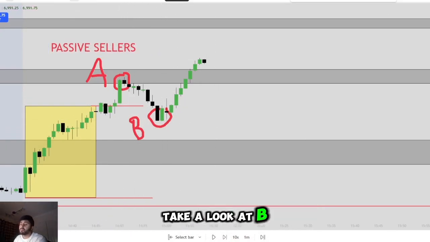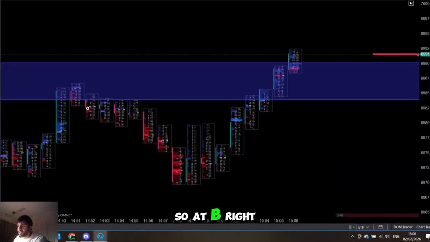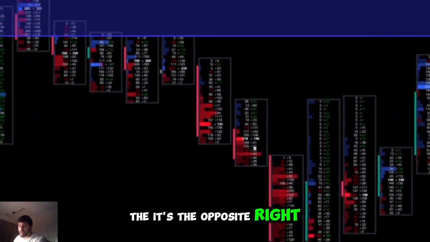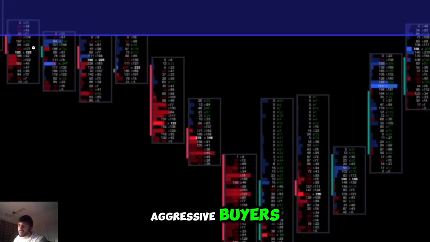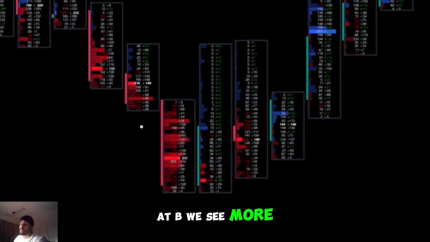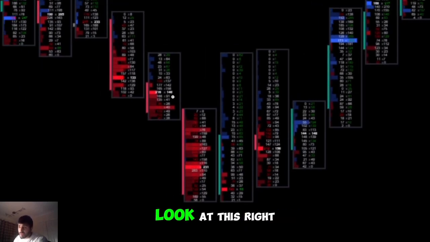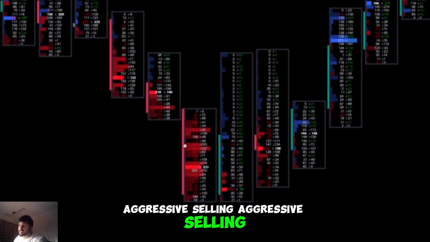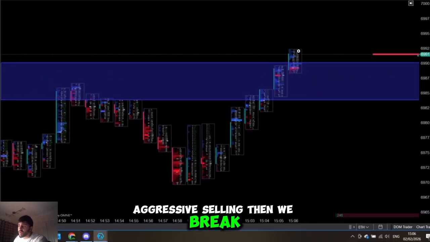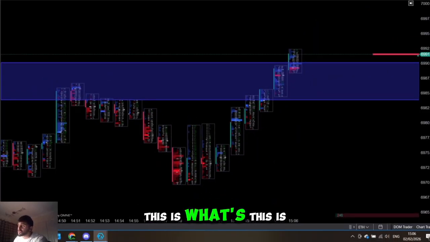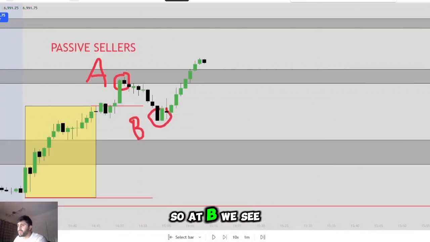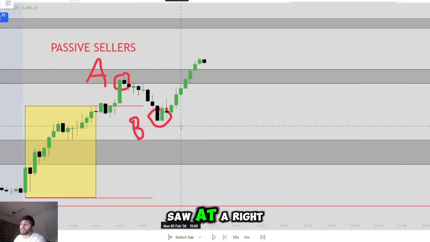Now let's take a look at B. So at B, it's the opposite. At A, we see aggressive buyers. At B, we see more aggressive sellers. Look at this: aggressive selling, aggressive selling, aggressive selling. Then we break above the zone. This is what's interesting. So at B, we see the opposite of what we saw at A.